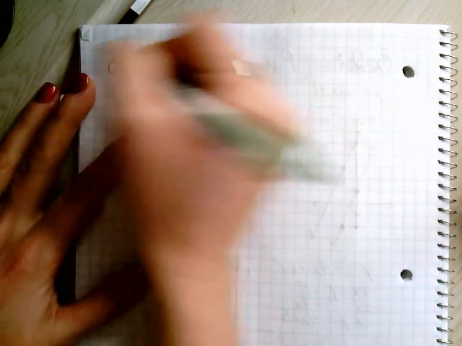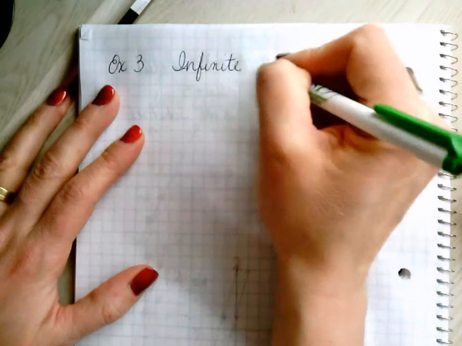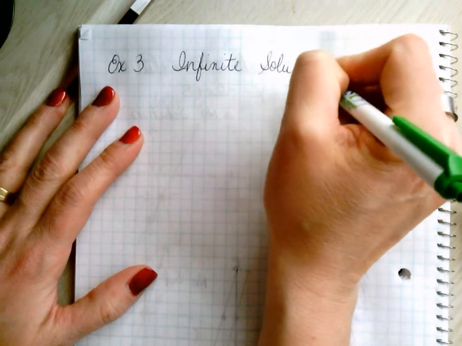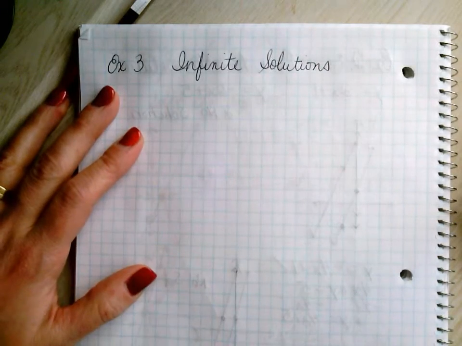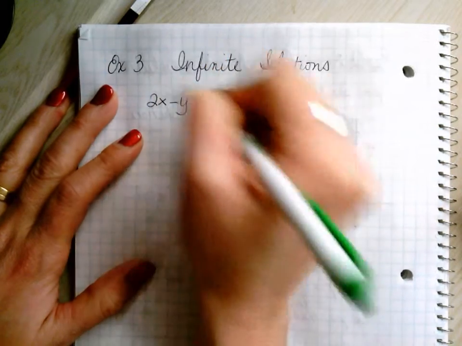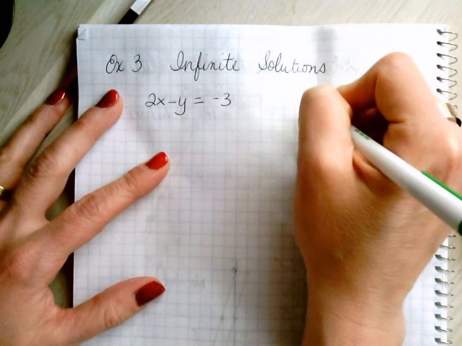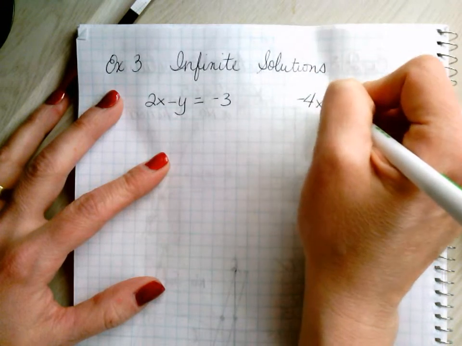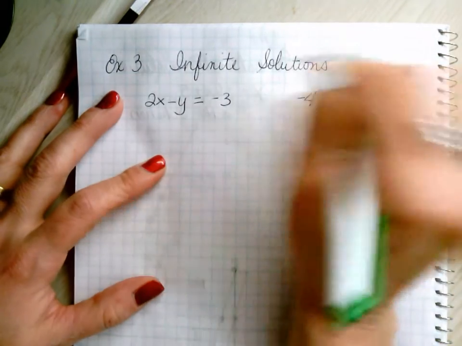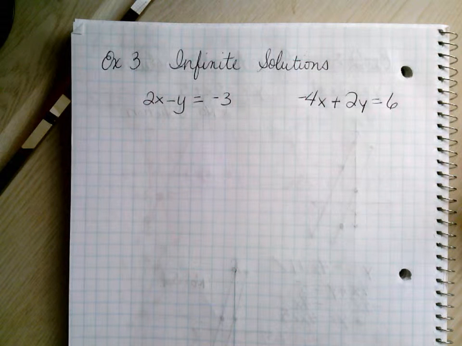Here it is. Example 3. Infinite solutions. Okay. I have 2x minus y equals -3. And I have 4x plus 2y equals 6. Nothing fancy about these equations. I am going to isolate y by itself.